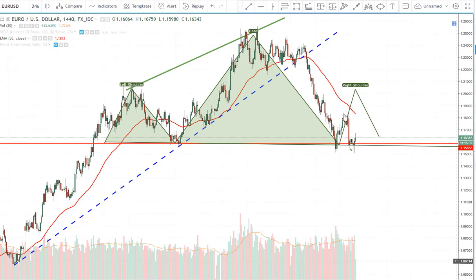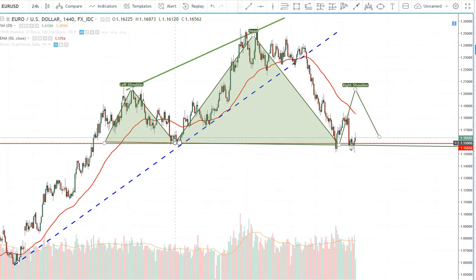So here is the EURUSD on the daily chart. I believe there's a head and shoulders pattern forming. Clearly it's not happened yet, but your left shoulder's here, your head's up there, your neckline's along 1.158, 1.157, this kind of area there. And I think that's the pattern forming.